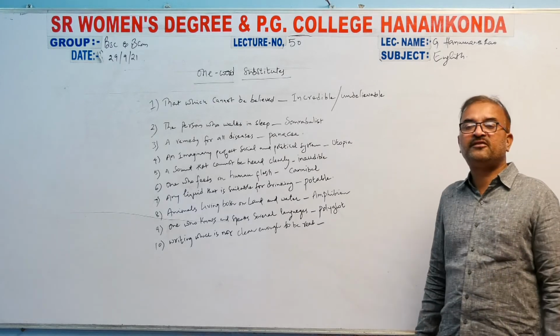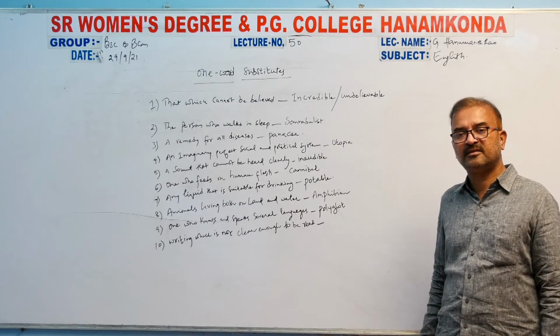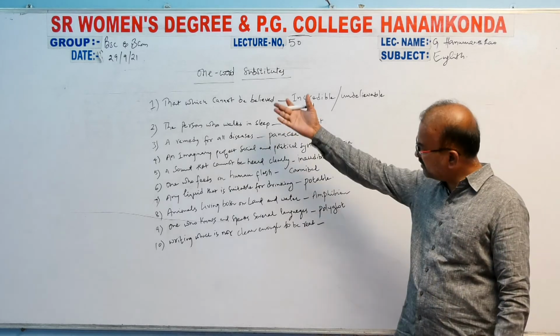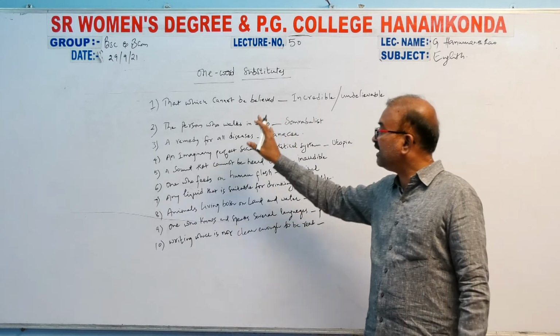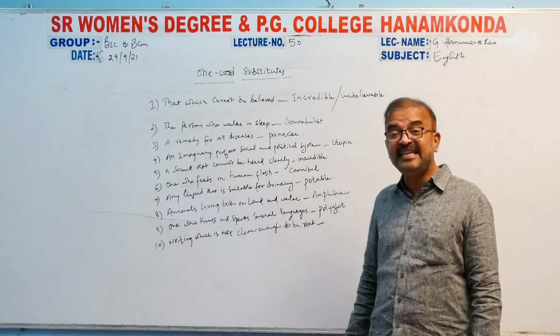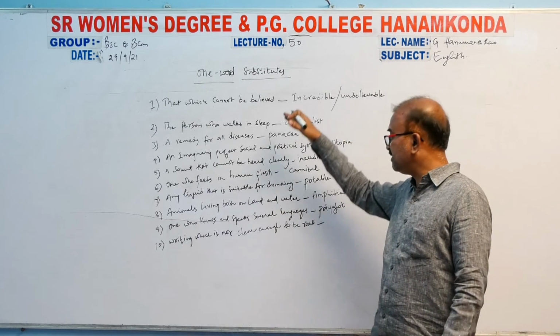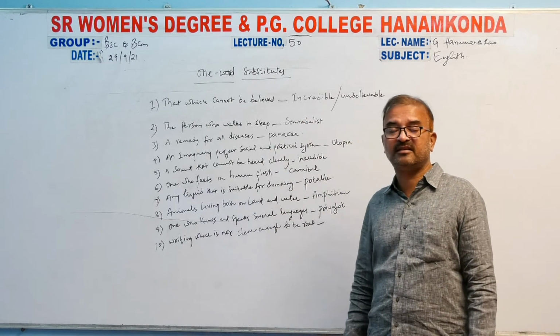Writing which is not clear enough to be read. Sometimes, for example, this is my handwriting. If anyone feels that my writing is hard to read and understand, what can this writing be called in one word?